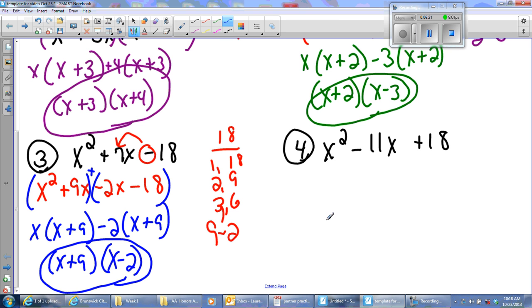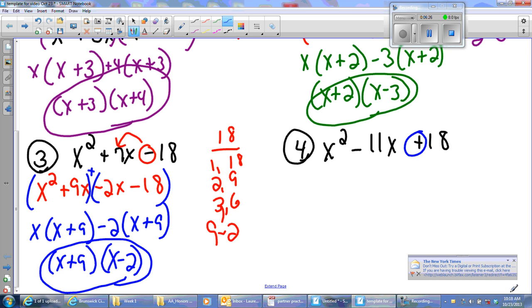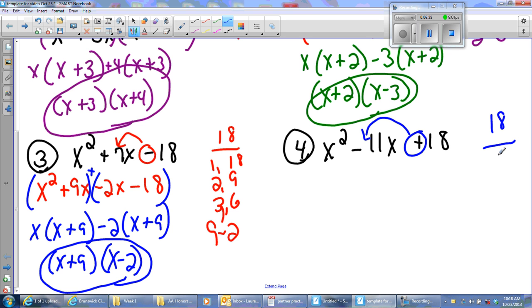Okay, I'm going to do 2 more examples. Here, I'm going to need 2 factors of 18. They're going to add to get negative 11, right? So, hey, you know what? Right off the top of my head, I know I have 18. I know 2 factors of 18 that can make 11, 9 and 2. But I need negative 11. Well, what if they were both negative?